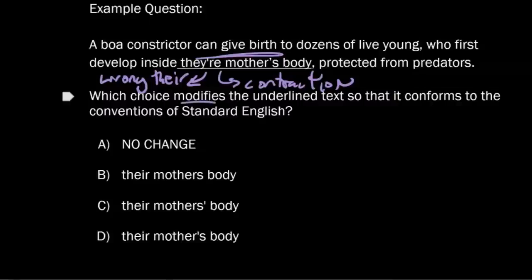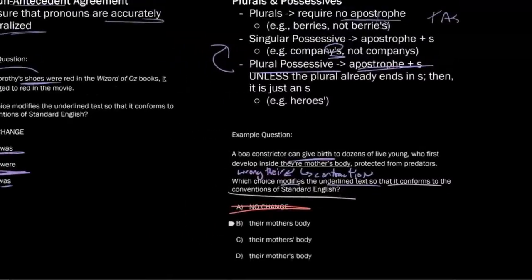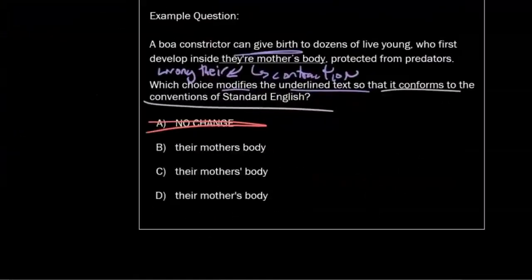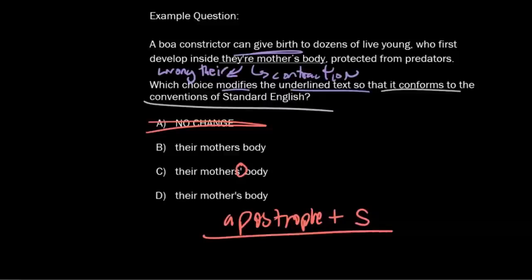But which choice modifies the underlying text so that it conforms to the conventions of standard English? Our typical question. No change, no, because we know this "there" cannot be correct. So we can just eliminate that right off the spot. Their mother's body. Well, whose body is it? The mother has possession, all right? The mother has a singular possessive, so the mother should have apostrophe S. Okay, it should not go after. That doesn't make any sense. It should be apostrophe plus S, which we see here. So the answer is D, and that is the end of SAT English.